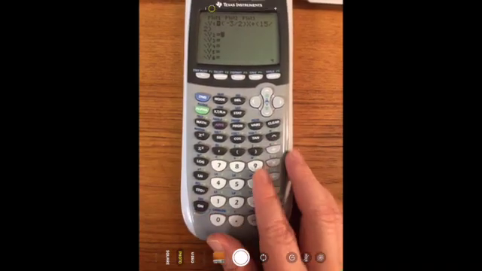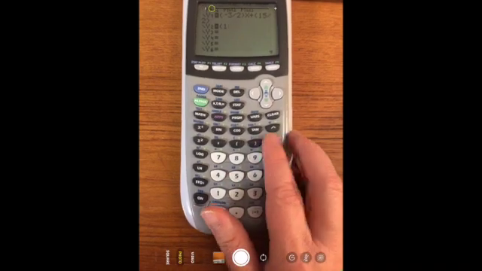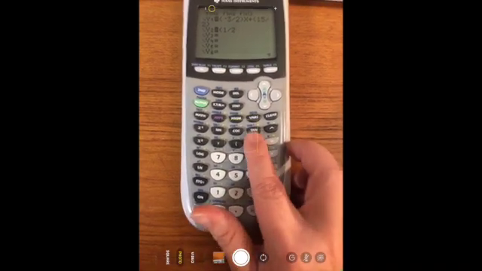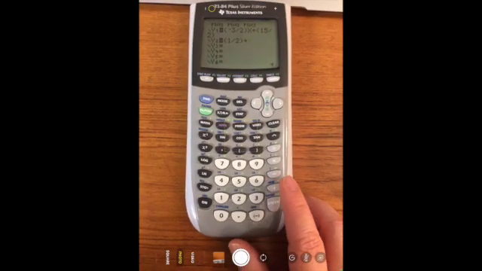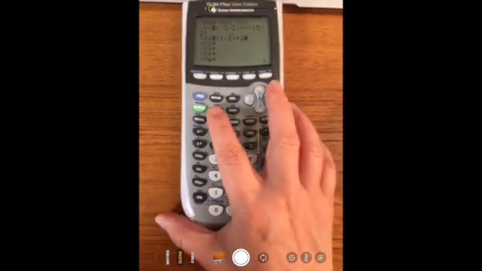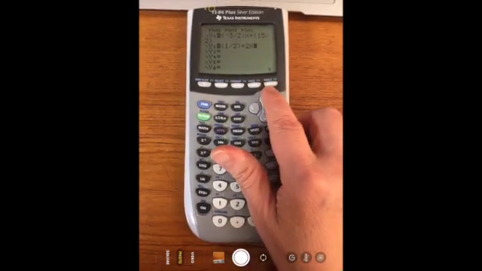Second equation is a half. To start off, parenthesis 1 divided by 2, parenthesis, because that's a fraction, I want to close it off, plus 2x. And then now I'm going to just graph it, okay?